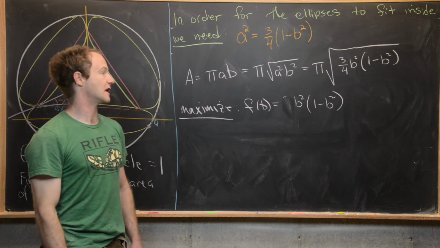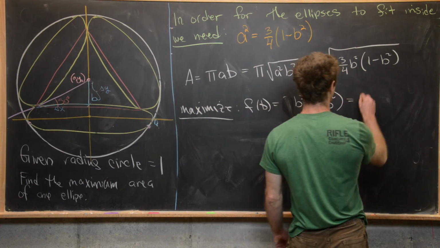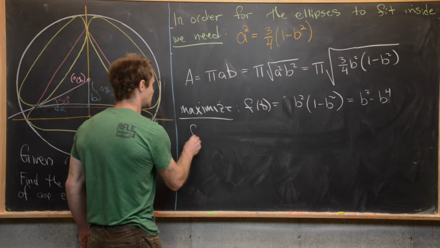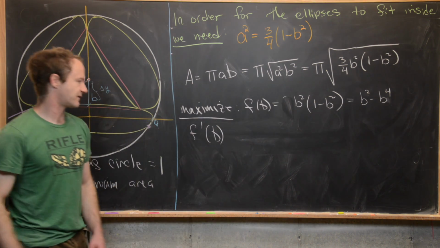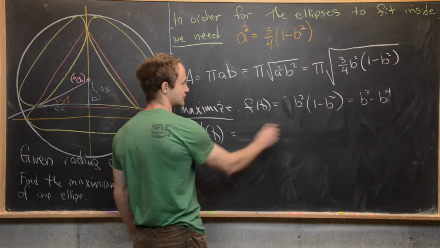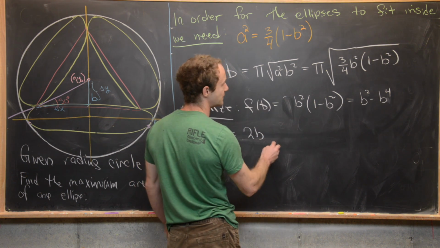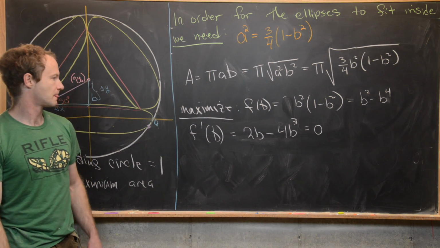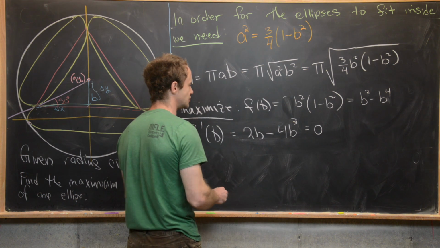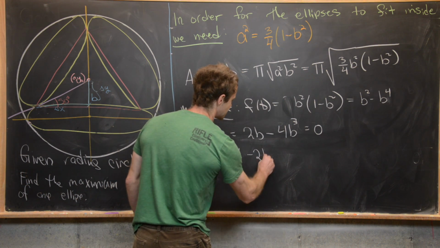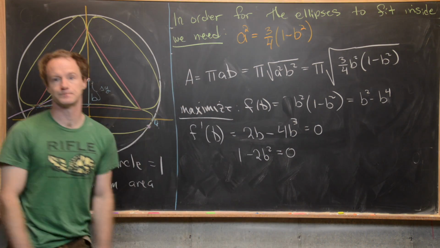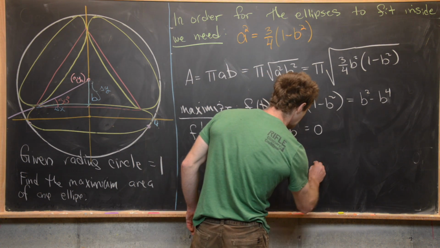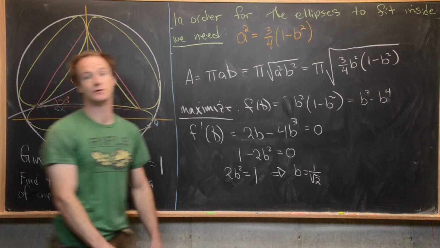Next, we'll expand this out and then use some calculus. So notice multiplying the b squared through gives us b squared minus b to the fourth. Then next, maximizing this will be equivalent to finding where the derivative equals 0. So the derivative here with respect to b will be 2b minus 4b cubed. We want that to be equal to 0. So notice we can maybe divide both sides of the equation by 2b, and that'll give us 1 minus 2b squared equals 0. But that means that 2b squared is equal to 1, which tells us that b equals 1 over the square root of 2.